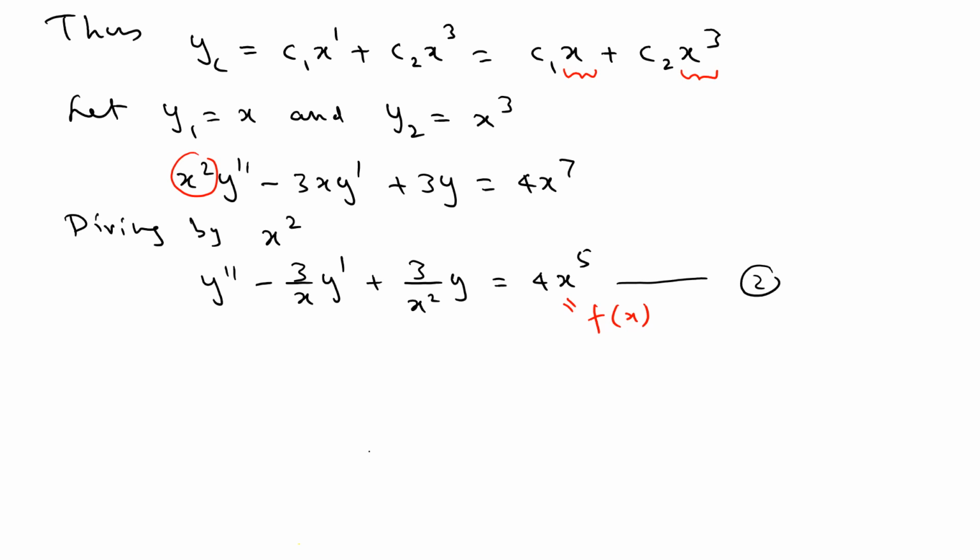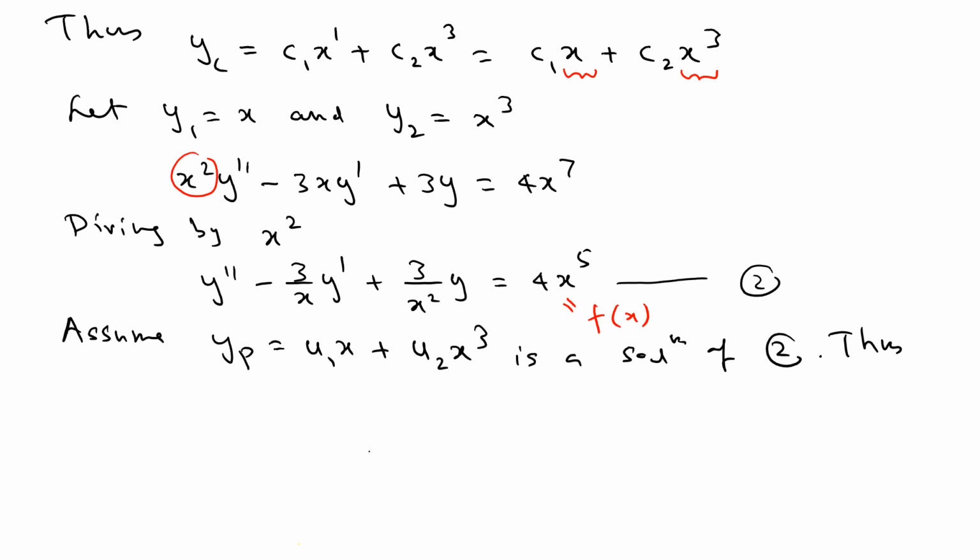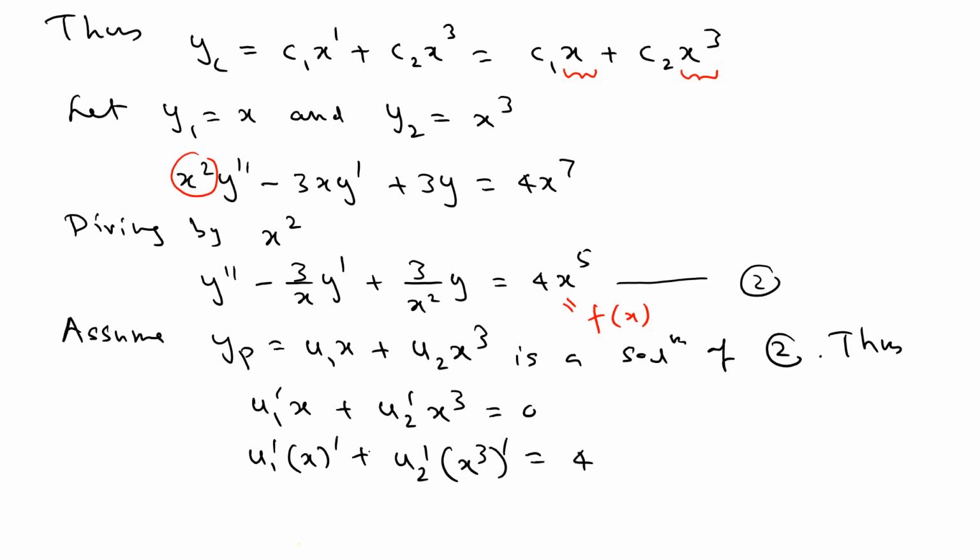Now we can assume the solution. We assume y_p, which is u1 y1, meaning x, plus u2 y2, meaning x cubed, is a solution of 2. Thus we have those two equations. What are the two equations? We have u1 prime x plus u2 prime x cubed equals 0. That's the first equation. The other one is u1 prime times the derivative of y1, plus u2 prime times the derivative of y2, equals f(x). f(x) means 4x to the 5th power. Now what's going to happen?